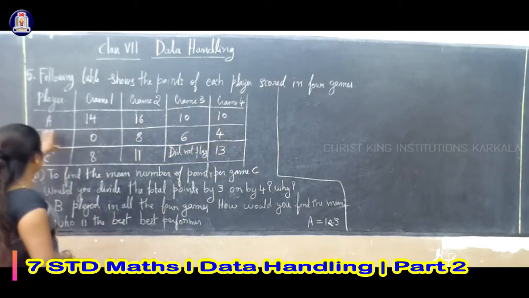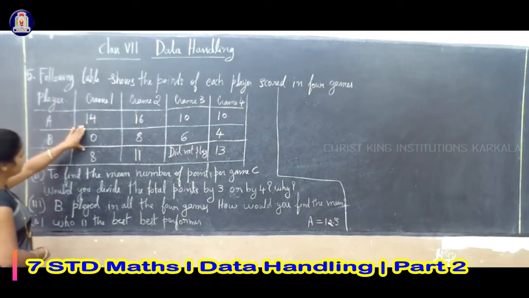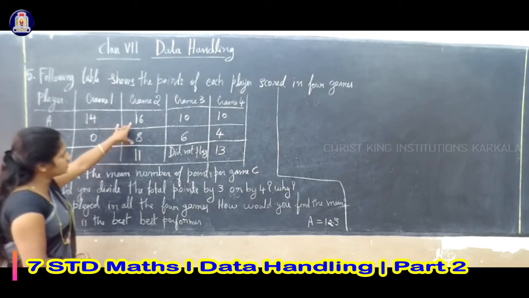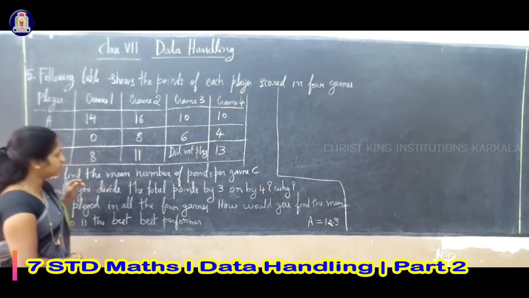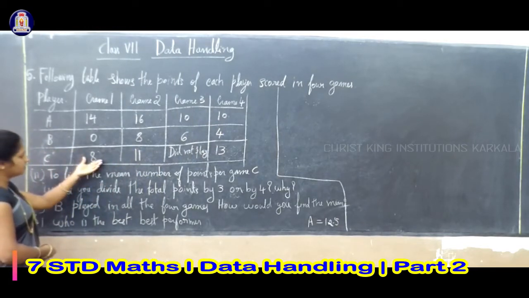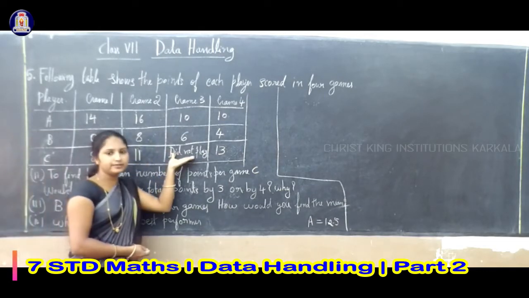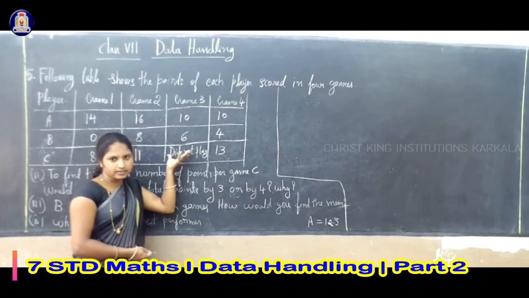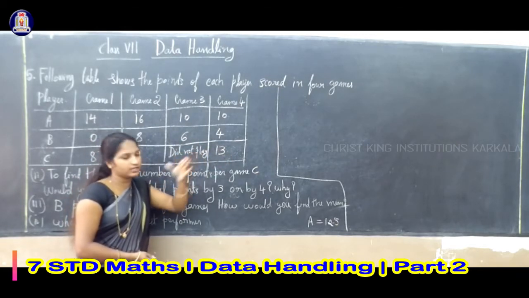Clear? So again similarly, player B played the first game, scored 0, and in the second game 8 points, and in the third game 6 points, and game 4 is 4 points. Clear? So now player C, in the first game he scored 8 points, then 11 points, and in the third game he did not play, and in the fourth game he scored 13 points.